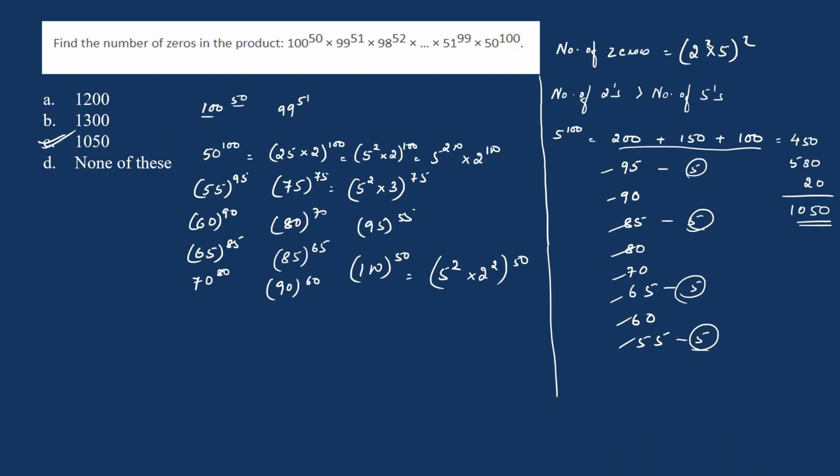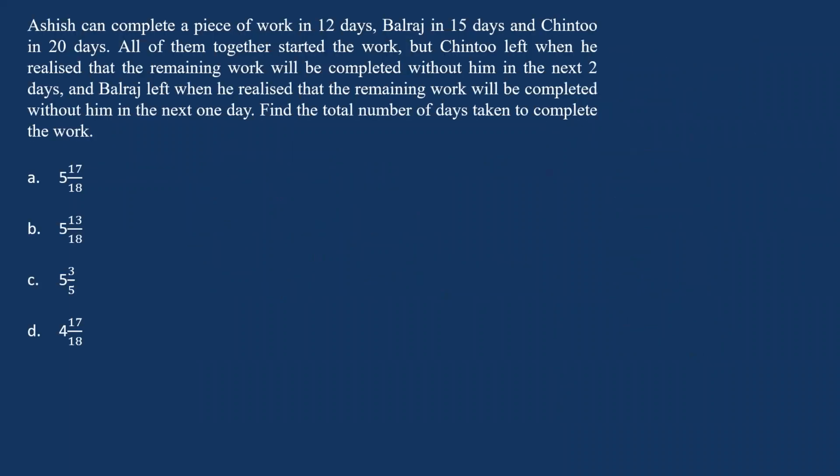Okay, so not a difficult question. We have seen a similar question in the class, right? So please remember, this is the number of zeros at the end of a product, and this is how we solve this. Clear? Let's look at this question.